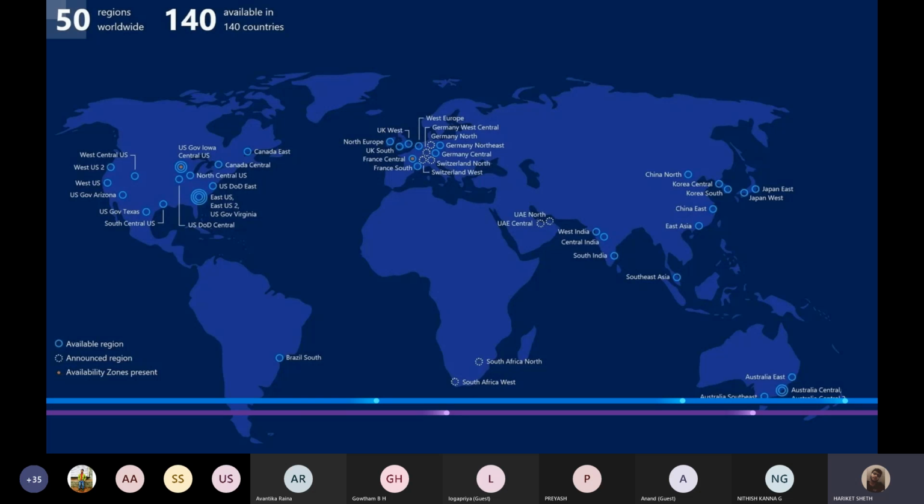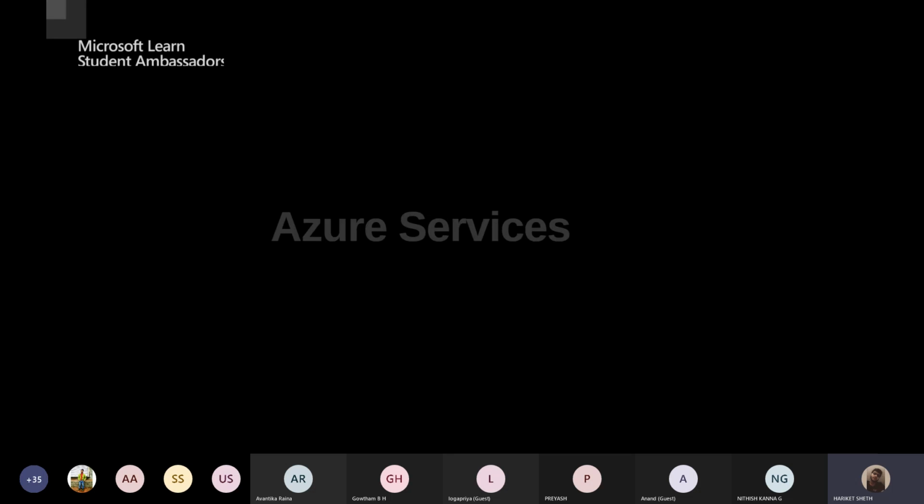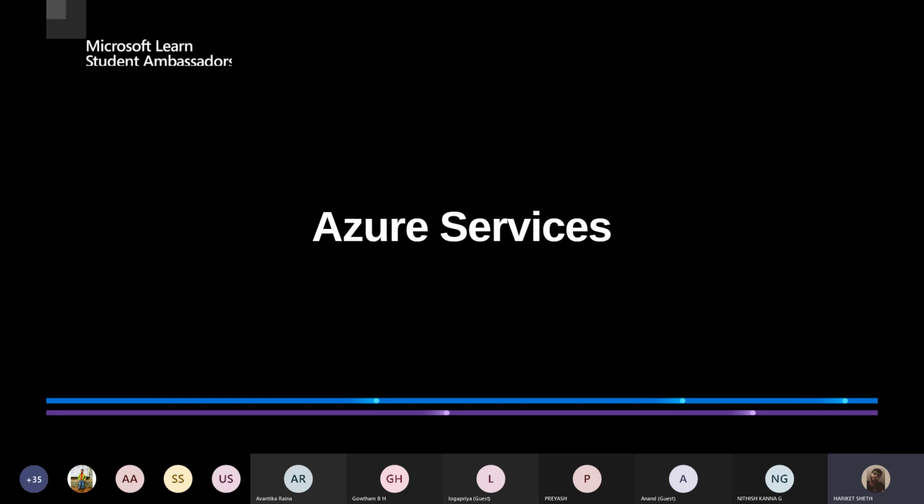You have available regions. They have announced some of the regions where they would be distributing their services, in 2022, 2023 also. So they would be scaling up to those particular regions. And it's scaling day by day, it's not stopping.